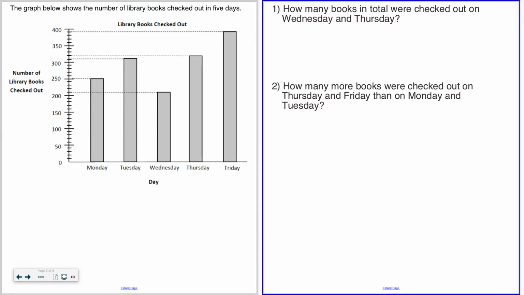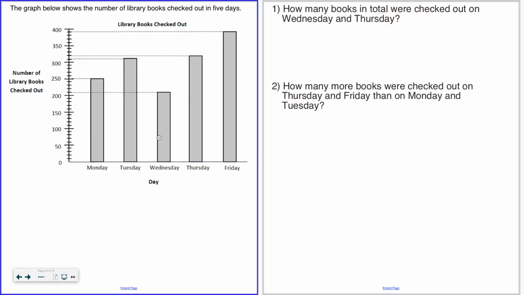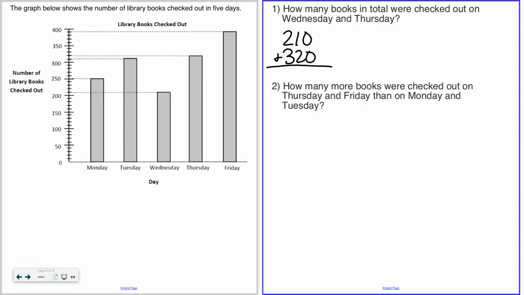So how many books in total were checked out on Wednesday and Thursday? Well, I need to combine Wednesday and Thursday. I just said that Wednesday was 210. Thursday is, find here, this is 300, so 310, 320. Thursday is 320. So if I add these up, 0 plus 0 is 0, 1 plus 2 is 3, and 2 plus 3 is 5. So 530 books were checked out. That's my total. Let's look at the second question.